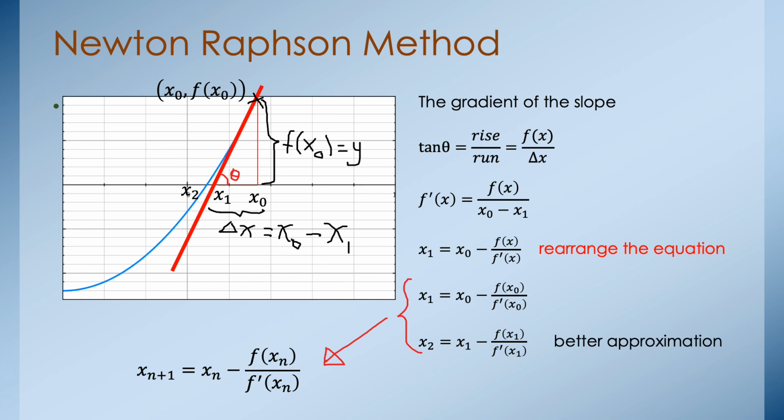Then we do the calculation for x1, x2. This is an approximation of the root. The second approximation is better than the first one. So we can conclude that the formula of Newton-Raphson is x n plus 1 equals x n minus f of x n over f prime of x n.